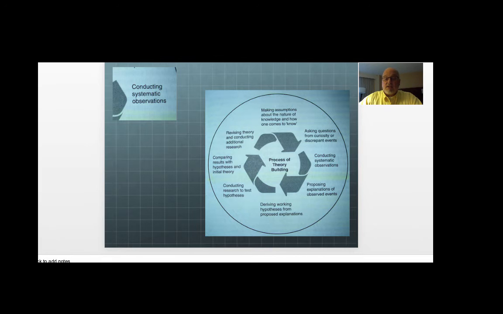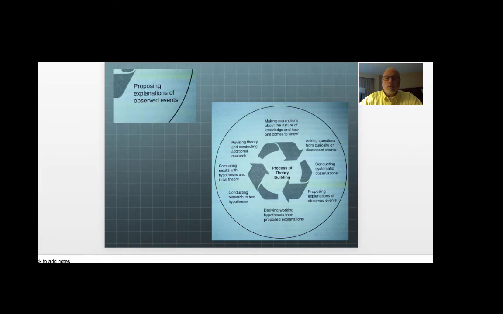So then that next step would be the all-important point of proposing explanations to observed events. In this case, what I mean by proposing explanations to observed events is we're actually proposing a theory. And if you think back to the last video where we talked about what a theory is, that means that there are propositions or positions or concepts that are built together, strung together to try and explain, predict, and control for some phenomenon.